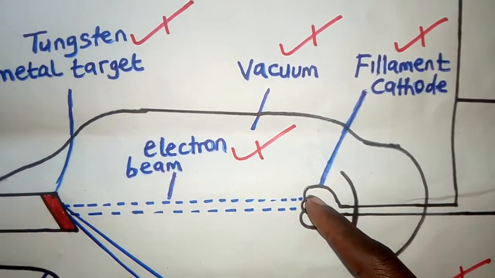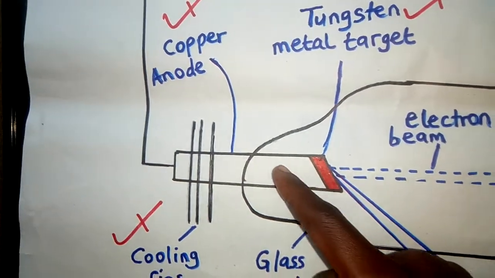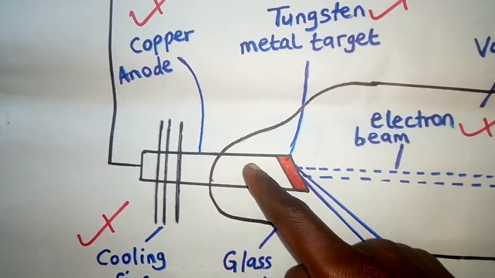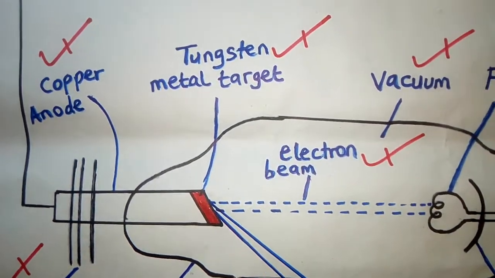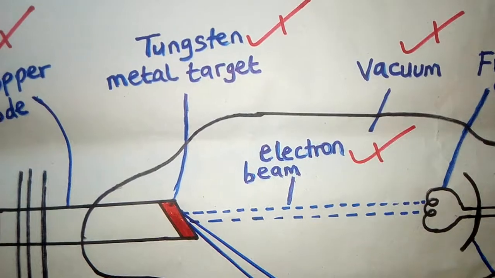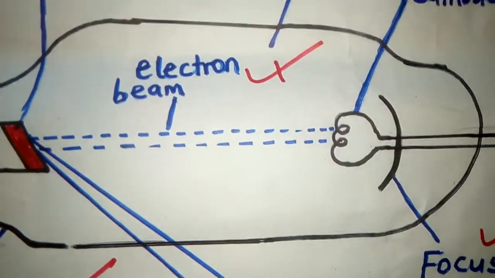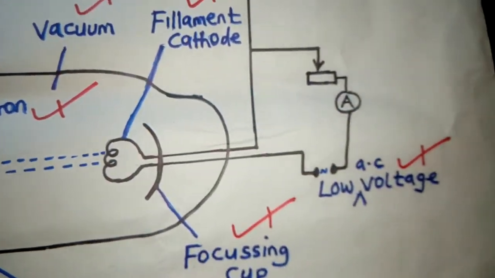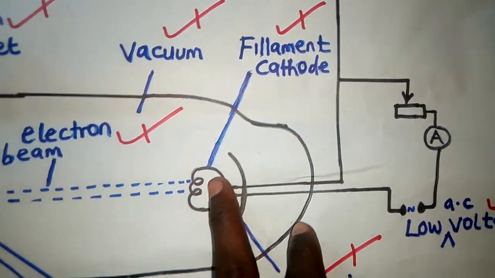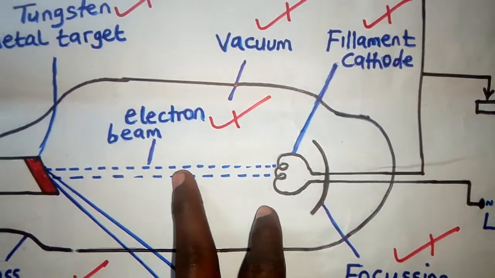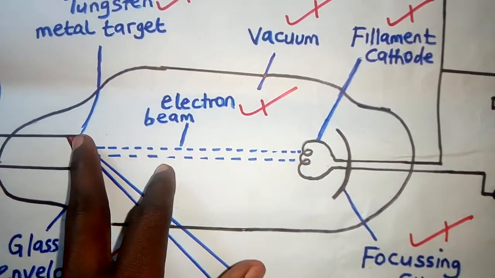Now these electrons, once they are produced, these are electron beams. They go to the what? To the anode side. But now they will not meet the anode, they will meet the tungsten metal target. What did we say? How are X-rays produced? We said X-rays are produced by first of all producing what? Cathode rays. So how do you produce the cathode rays? The low voltage hits the cathode, then the cathode produces what? Electrons. Then those electrons move from the cathode, they go towards the anode.